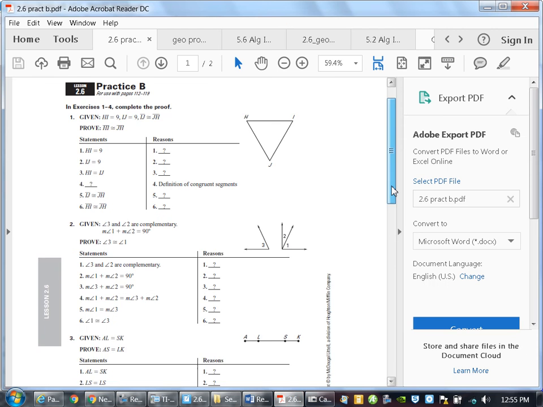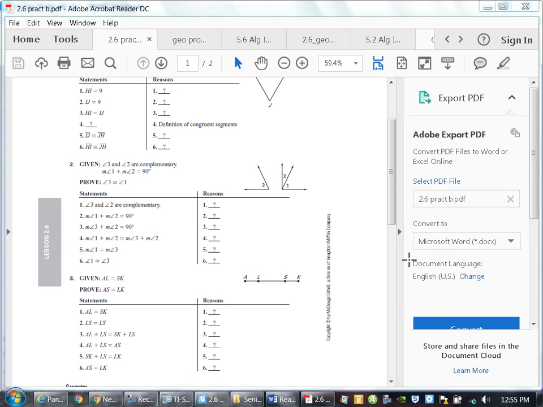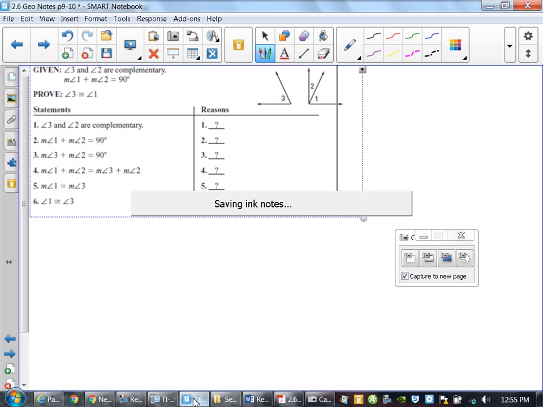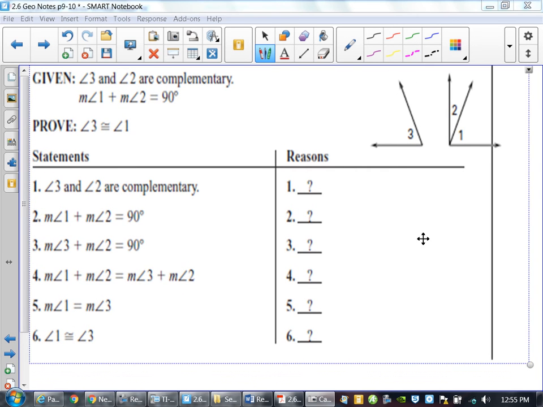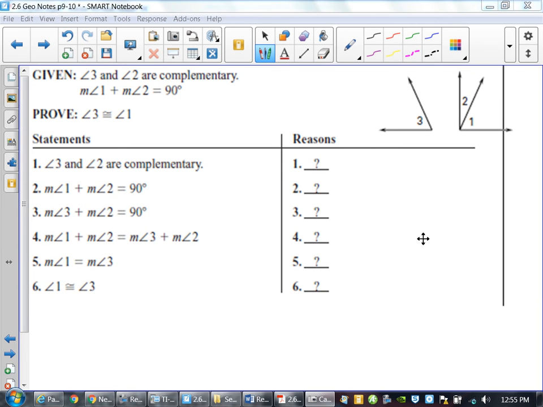The other one was complementary. If we look at our complementary stuff on our progression sheet, we have a how-to. If you look at your progression sheet that talks about complementary, what does it say? If you're given complementary, what do you state? Perfect. On your progression sheet, it should say angle plus angle equals 90.